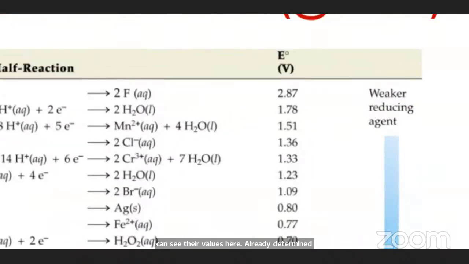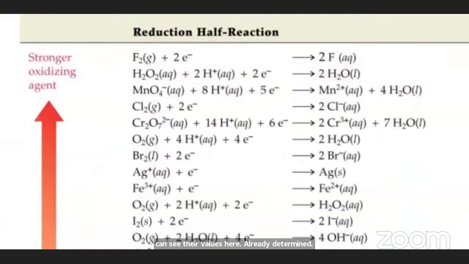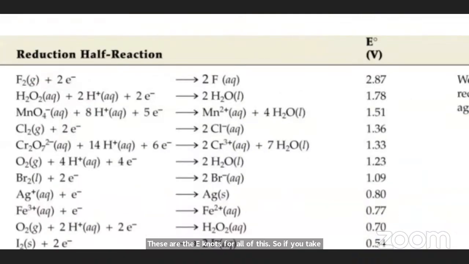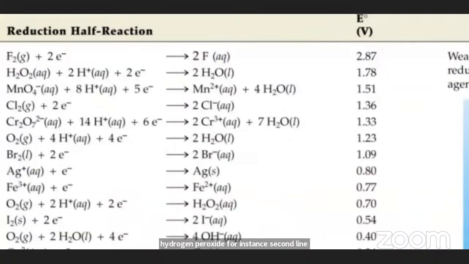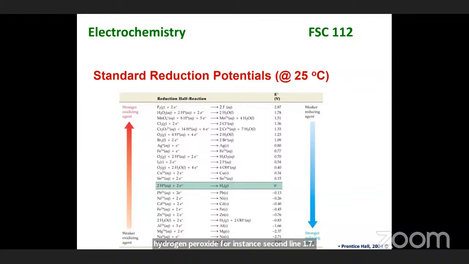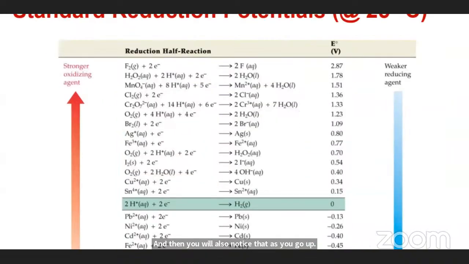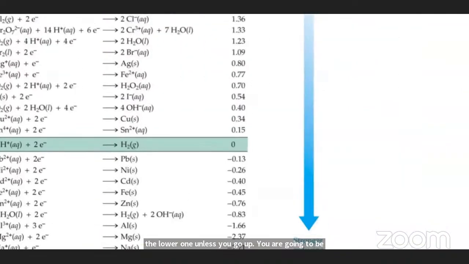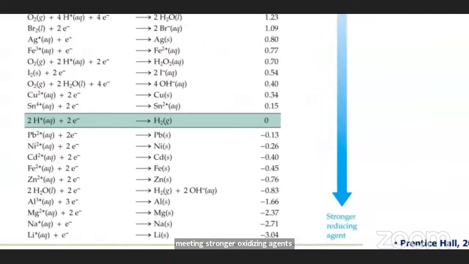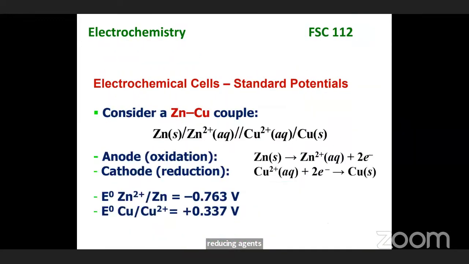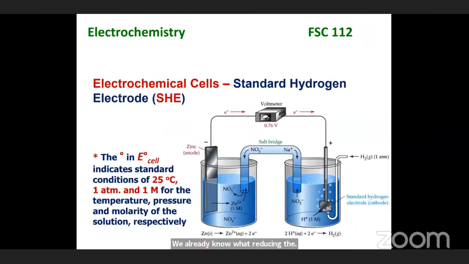These are the E knots for all of this. So if you take hydrogen peroxide, for instance, second line, 1.7, and then you'll also notice that as you go up from the lower one, you are going to be meeting stronger oxidizing agents. And then as you go down, you're going to be meeting stronger reducing agents. We already know what reducing agents are. Okay, so let's look at some examples.